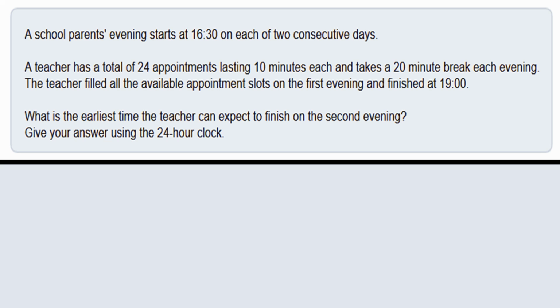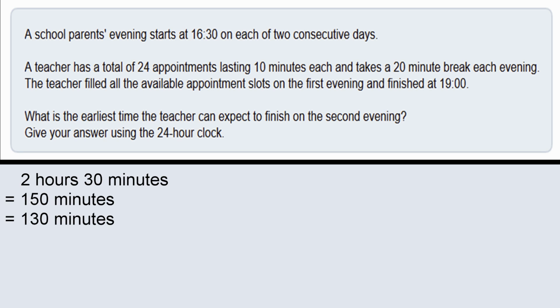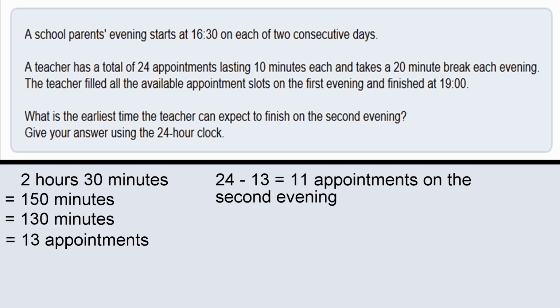Well, if the teacher finished at 7 PM on the first evening, and the parents' evening started at 16:30, then the difference between those two times is 2 hours and 30 minutes, which is 150 minutes, which is 130 minutes of appointments, because they had a 20-minute break, which is 13 appointments. So there were 13 appointments on the first day. But there's a total of 24, and 24 minus 13 gives us 11. So on the second day there are 11 appointments.